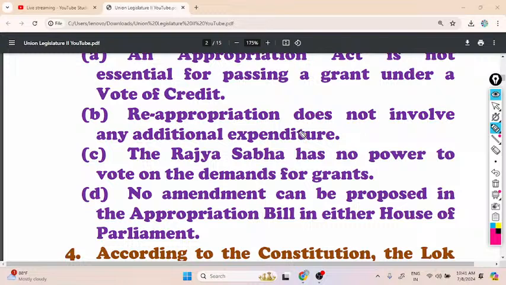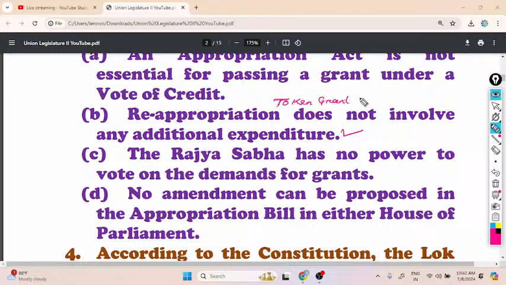Reappropriation does not involve an additional expense. Reappropriation means what we call a token grant. A token grant is a grant under which money is not sanctioned; rather, money sanctioned for a particular service in the ongoing financial year can be transferred to another new service.